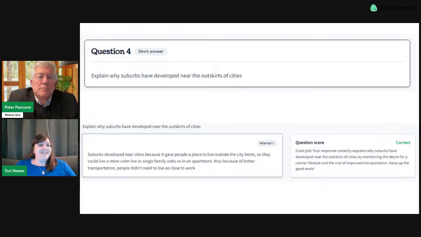Okay, nice. And same thing with here, just an explain question. I've told my students it needs to be about 4 to 5 sentences typically. You need to use vocab, define the vocabulary, give examples. Like this question, explain why suburbs have developed near the outskirts of cities. And the student just gave a response. They didn't really define anything. They didn't give enough information as far as I would have graded it. And again, Class Companion's telling them, great job, this is the right answer.